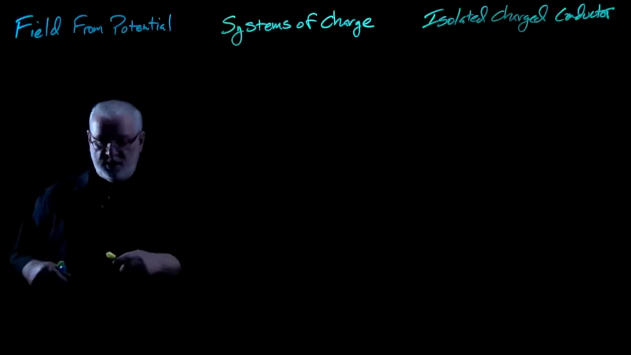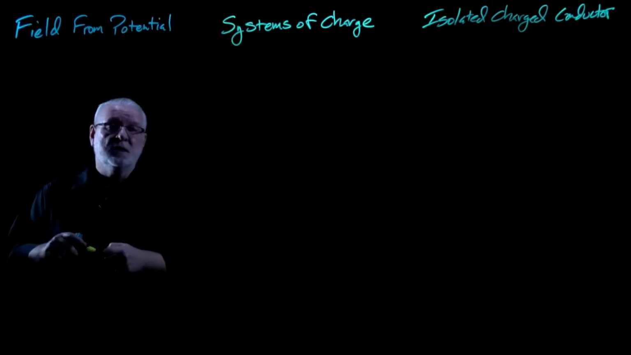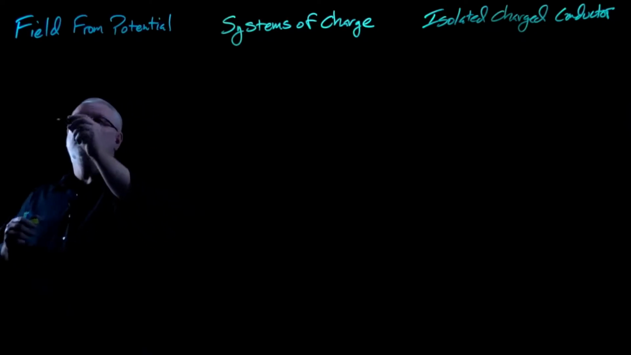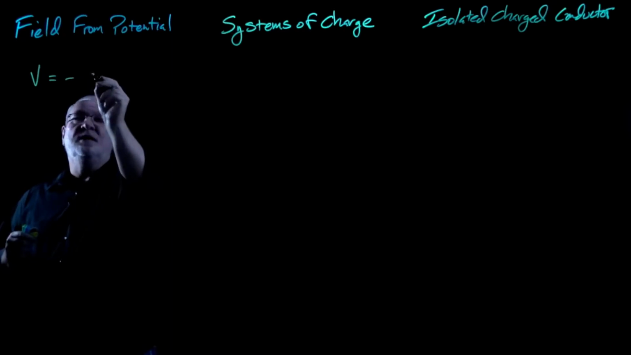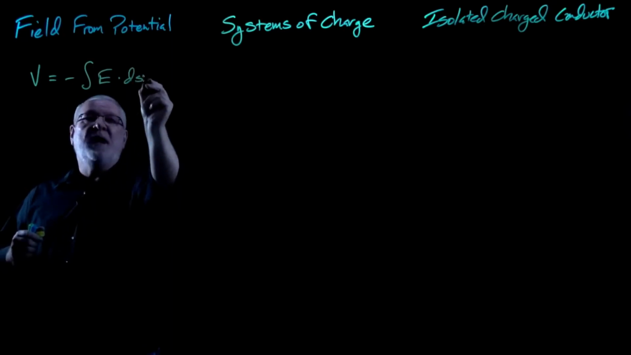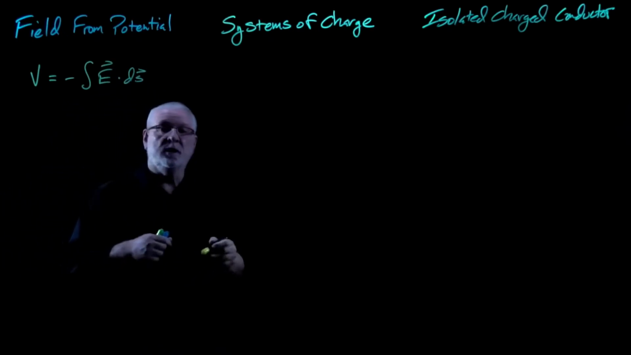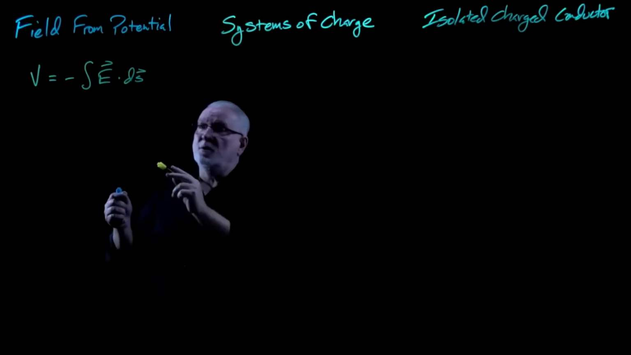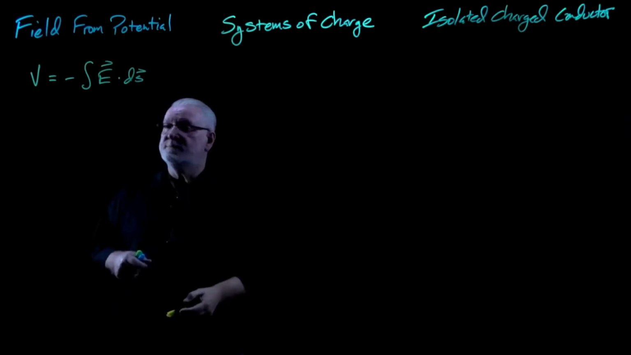First, the field from potential. As we know, we defined potential through force and potential energy, and that definition looked like this. You could calculate the potential by taking the negative integral of the electric field dotted with the path through the field you were going to take, to look at the potential difference between two different locations. The integral generally had limits of integration that identified the two positions, ds.